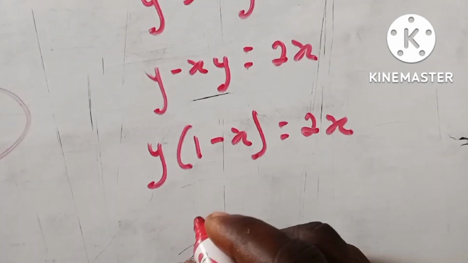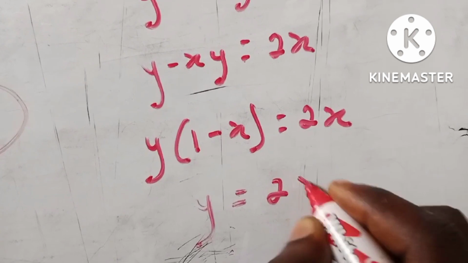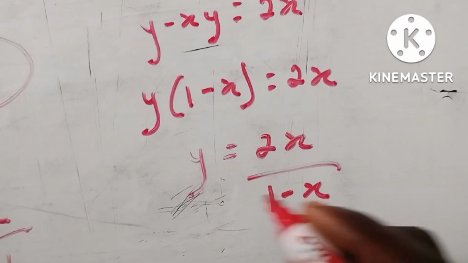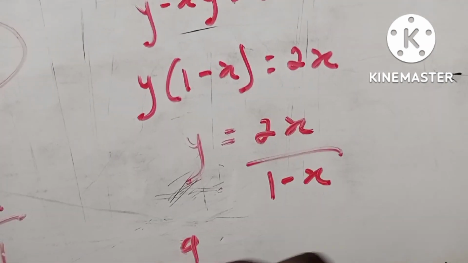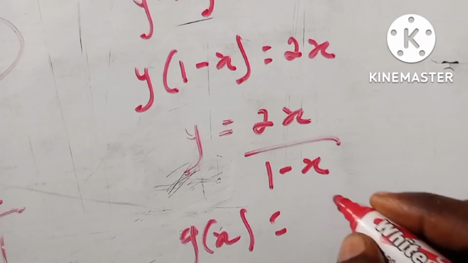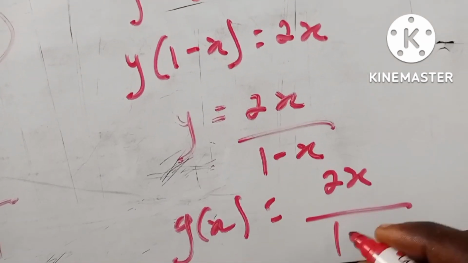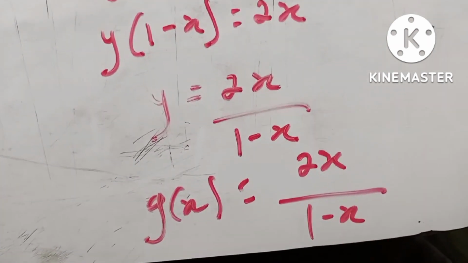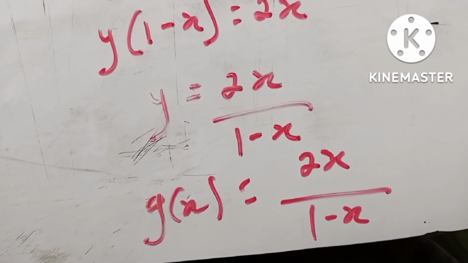So if you divide both sides by 1 minus x, y is going to be equal to 2x divided by 1 minus x. Is that okay? So this is exactly what we are looking for. So this is the function g of x, right? That we have been asked to find. So g of x is 2x everything divided by 1 minus x. So this is the function that the question is demanding of us to find exactly.